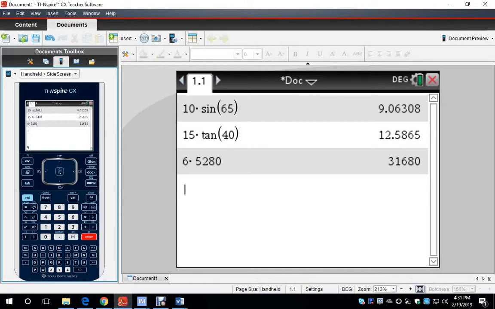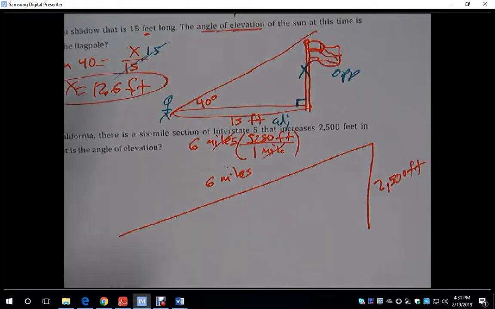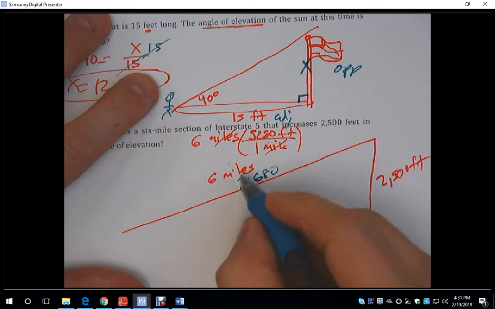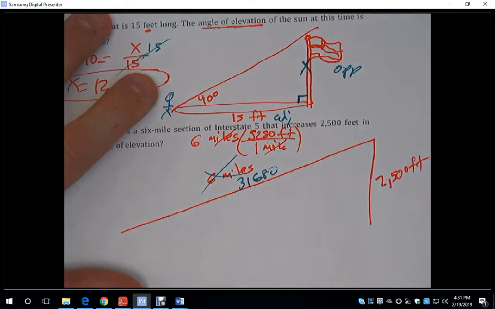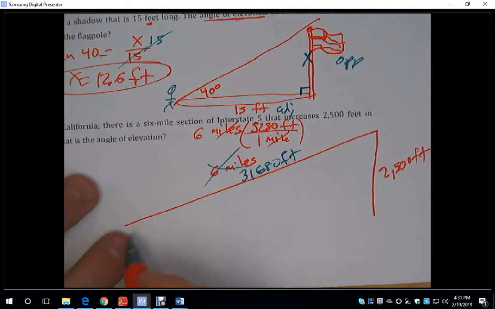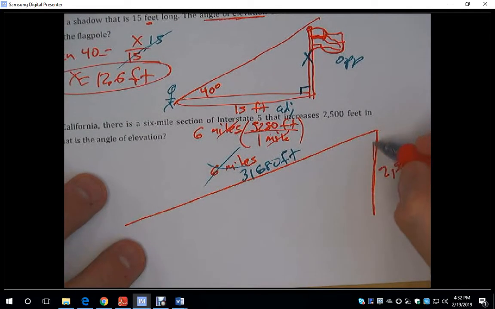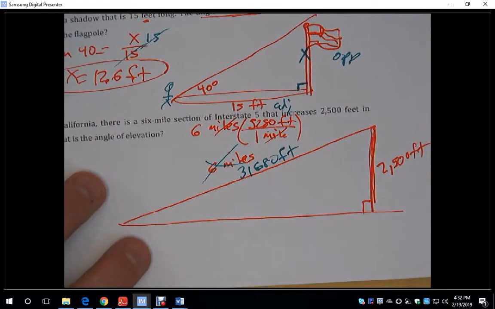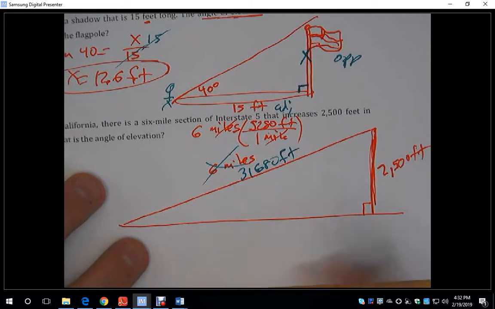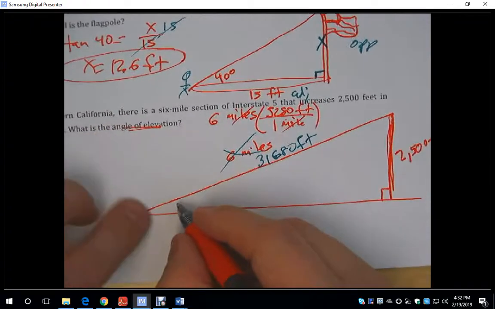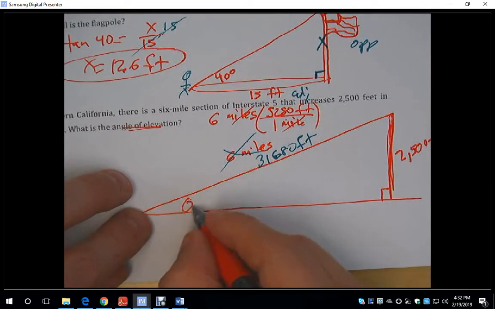31,680. That is what the 6 miles is in feet. So I now have my elevation, and elevation is always going to be perpendicular, or vertical I should say. So I have another right triangle. Now what I'm trying to calculate here is the angle of elevation, this angle right here.